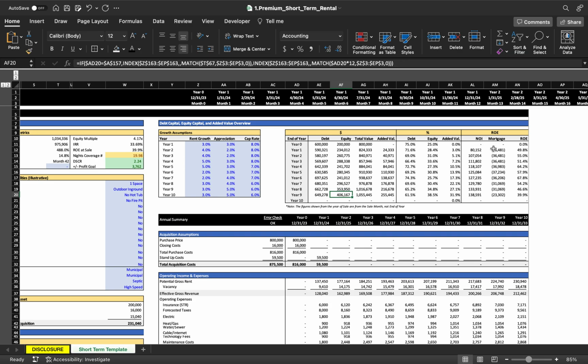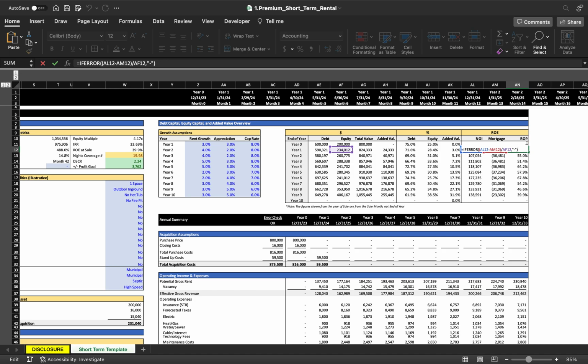And then finally, you have the return on equity. So this is just showing you what is your NOI versus the amount that you have outstanding. This return on equity calculation is taking the net operating income. It is subtracting out the mortgage payment, and then it's dividing by the total equity that you have outstanding to give you the return on the equity you currently have on your project. So what's the NOI based off of the amount of equity you have in your project?